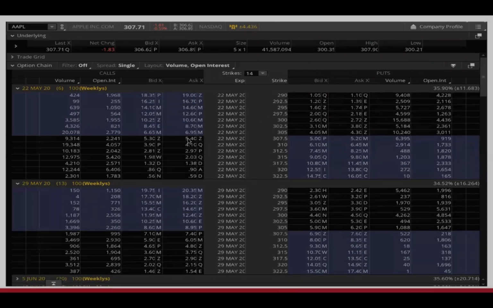I don't know. I have $870. I could buy two contracts here or one here. You look at the volume. Which one has the most volume? This one and this one.